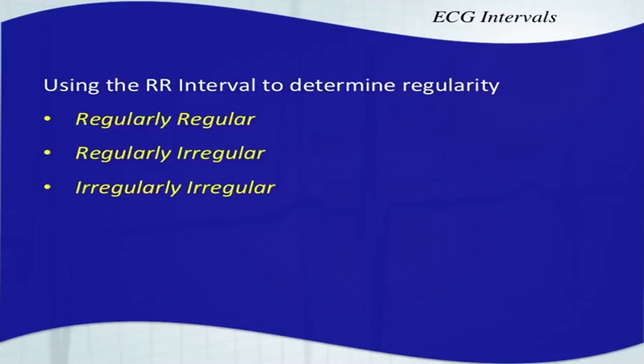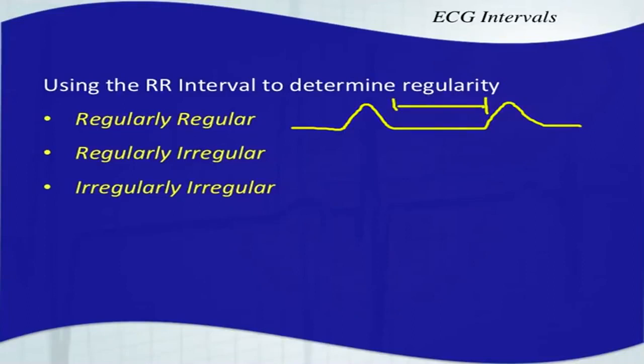So, using the RR interval to determine regularity, you're going to want to be able to determine if a rhythm is regularly regular, regularly irregular, or irregularly irregular. Now, what do those all mean? Regularly regular just means everything is spaced perfectly apart. So the space between one QRS complex and the next is going to be the same over and over again.